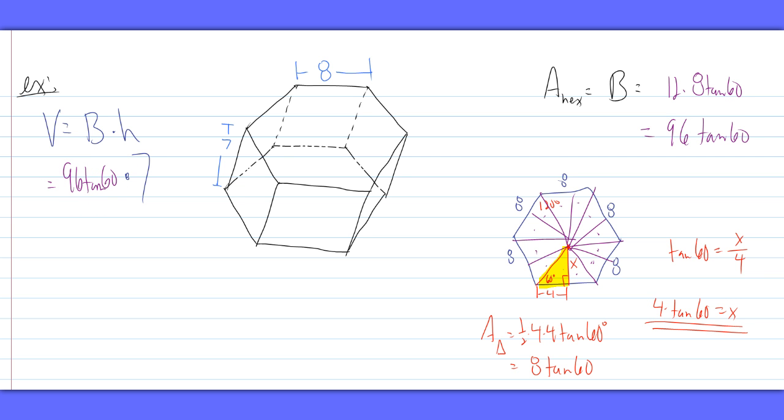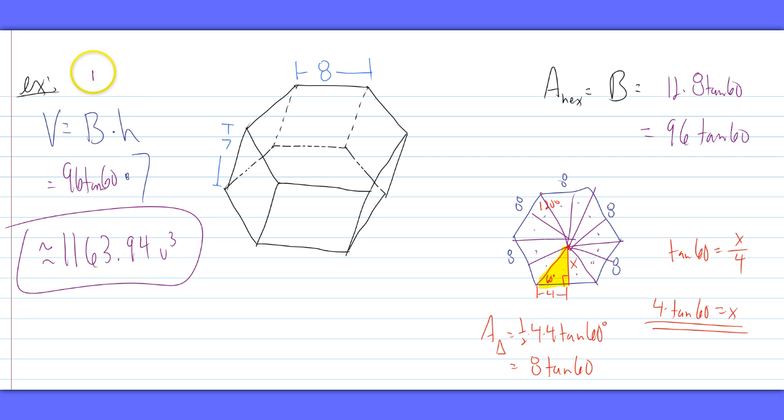And we can go to the calculators at this point, multiply all that together, and that comes out to about 1,163.94 with the label of units cubed. It's nice to keep things exact as long as you can. We didn't have to round until we got to the very end. So again, the general idea here is find the area of your base, multiply it by the height, and since this was a regular hexagon, it took a little while to get to that point.